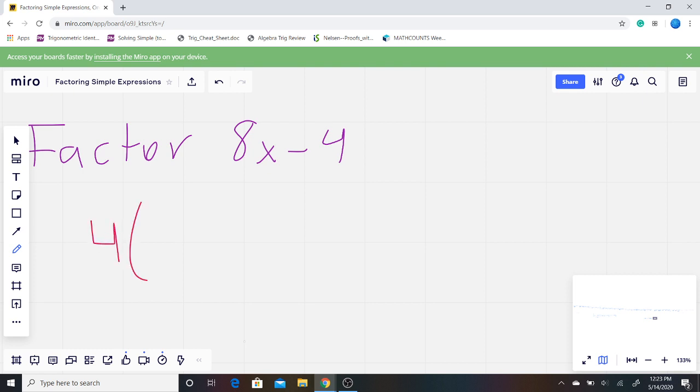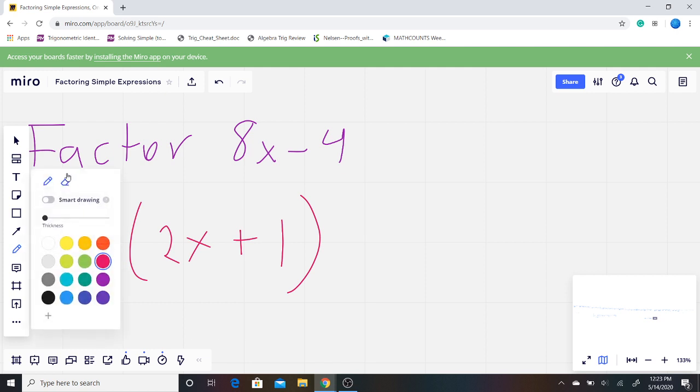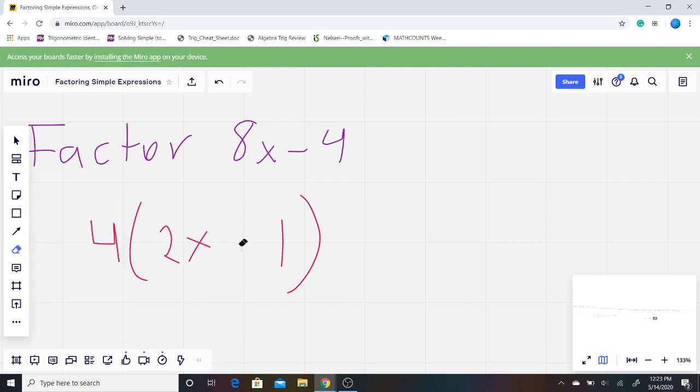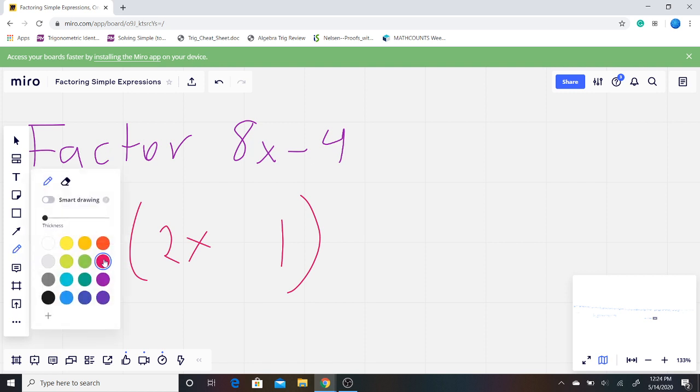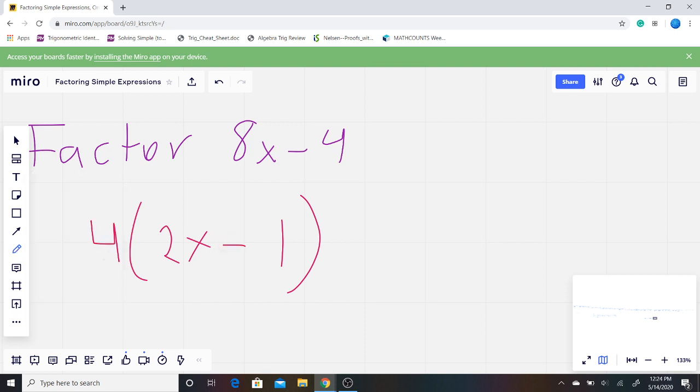And then 8x divided by 4, that's 2x. And then we do plus, and then the 4, because there is no minus right now, and 4 divided by 4 is 1. But we need to remember to replace that minus. So we are going to erase this plus and make it a minus. And that's our answer. That's all there is to it.